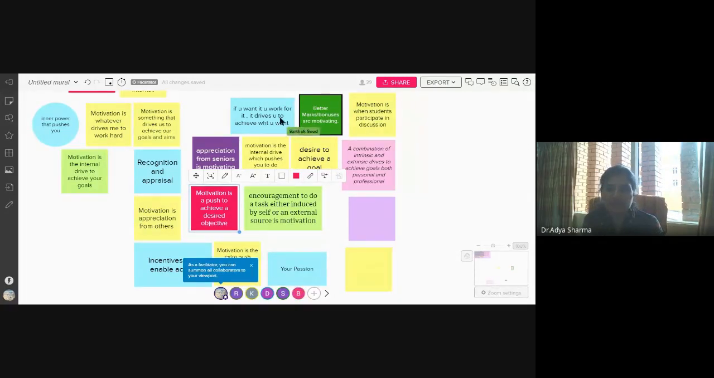However, some definitions are talking about a journey, while some definitions are talking about the end goal. So when you're talking about better marks and bonuses, that's the result, right? On the other hand, when someone says internal drive to achieve your goal, you're talking about a journey. When someone says encouragement to do a task, again, you are talking about the journey. You are not talking about the end goal.